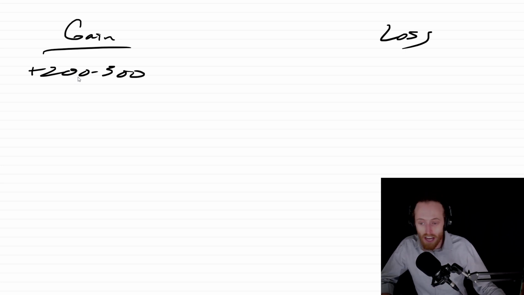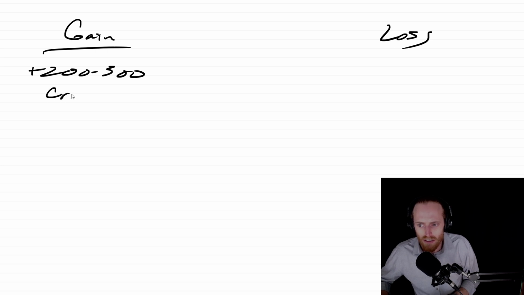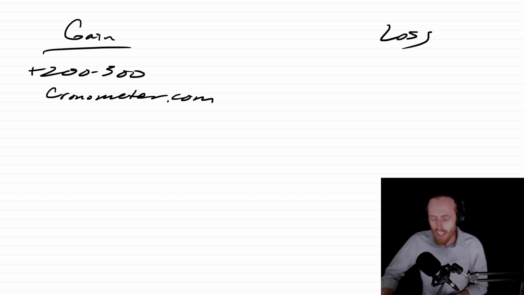You can track it on MyFitnessPal or Chronometer is one that I like. Let me write that down here. Chronometer. It's a website or an app. And basically, you just enter in what foods you eat, and it'll calculate it for you.